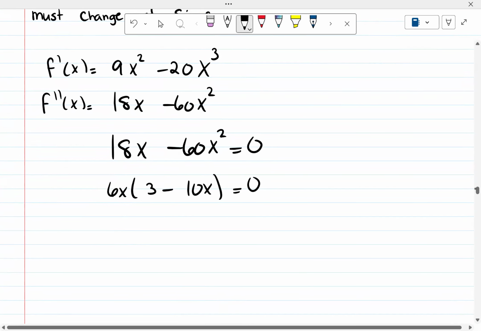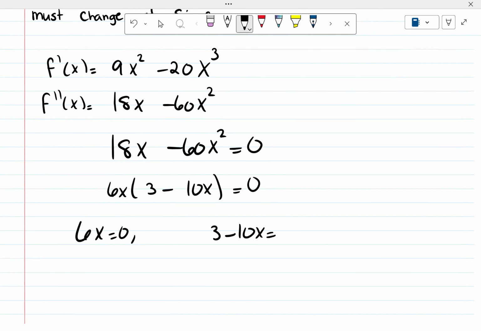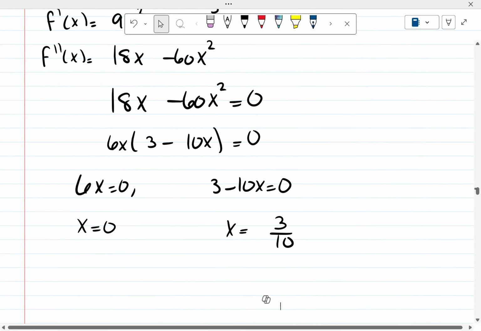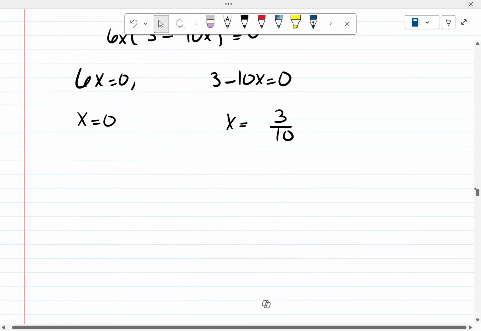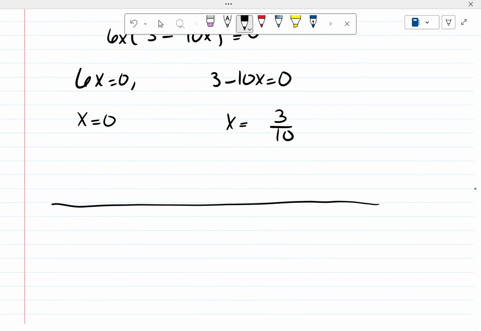And then this is going to be 6x equals 0. And this is going to be 3 minus 10x equals 0. When you actually solve for x, you're going to get x equals 0. And then this is going to be x equals 3/10. Okay. Go ahead and put it on the number line. Smaller number is 0. Larger number is 3/10.